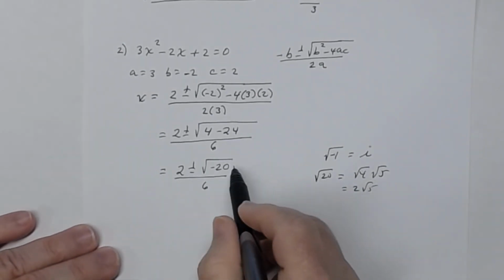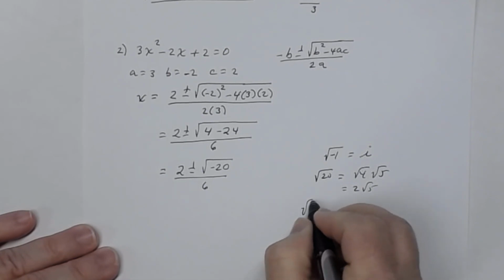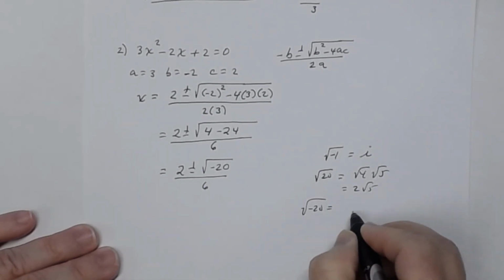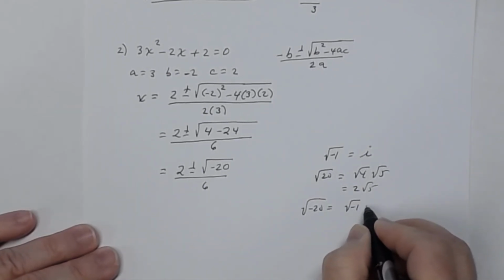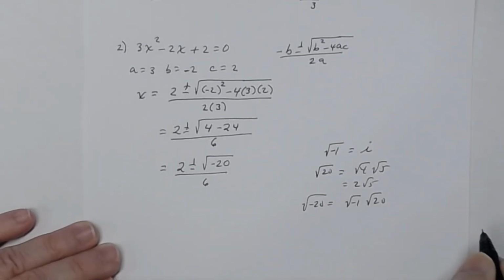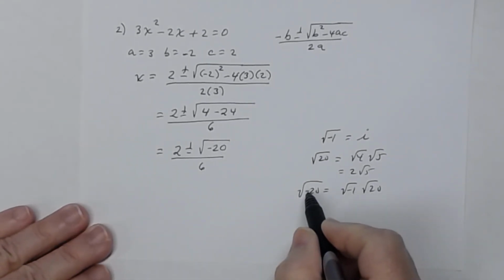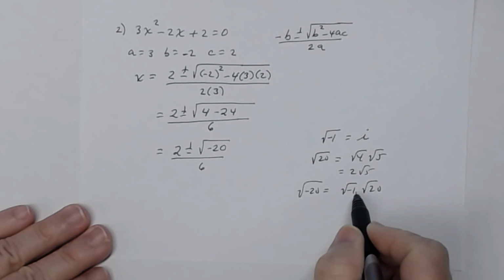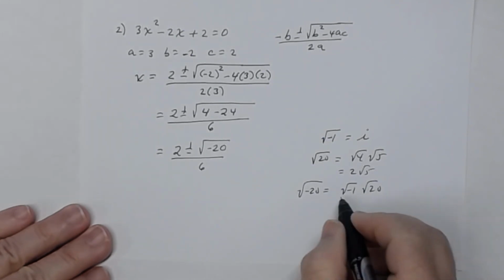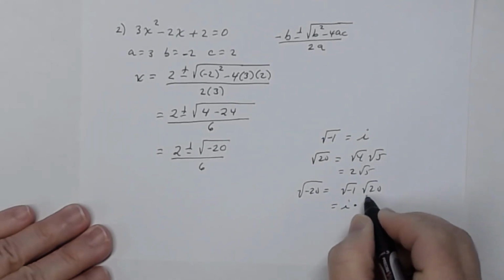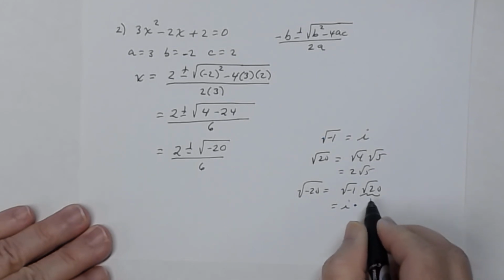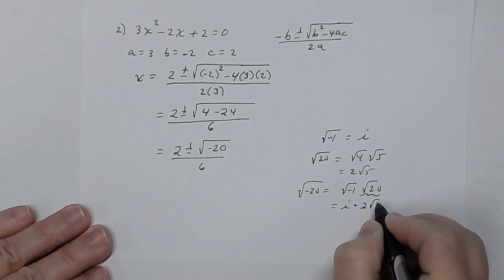And so therefore, I have the square root of a negative 20 then, which I know I can write as the square root of a negative 1 times the square root of 20. Negative 1 times 20 is negative 20. And we know that the square root of a negative 1 is i, so it becomes i times, and I just simplified the square root of 20, which is 2 square root of 5.